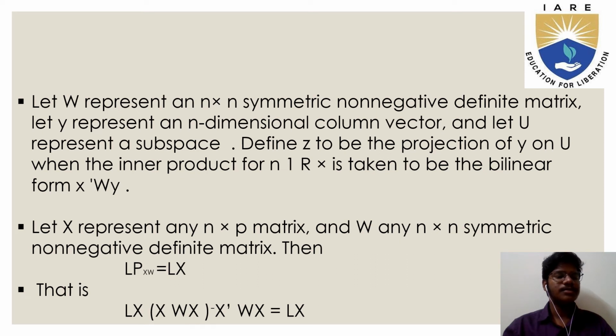An n cross n matrix B is called non-negative definite if for any n-dimensional vector x we have x transpose B x greater than or equal to 0. Here the eigenvalues of A T are non-negative.